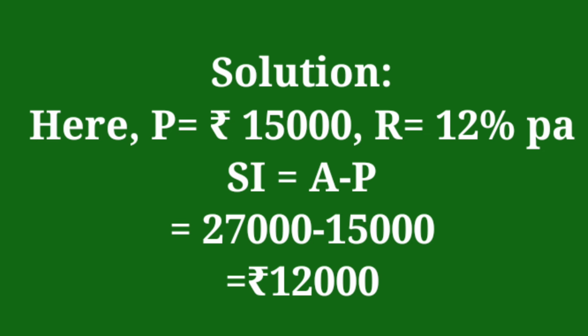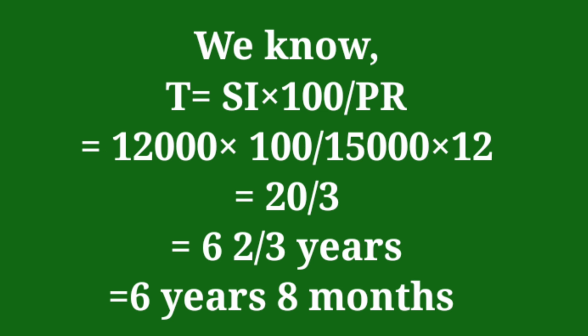That is your simple interest. Remember it. Simple interest is not mentioned, so in that case, you have to be very careful. So now we know that time is equal to SI into 100 by P into R. So here is the calculation. So 12,000 into 100 by 15,000 into 12. So 20 by 3. That means 6 and 2 by 3 years. That means 6 years, 8 months.